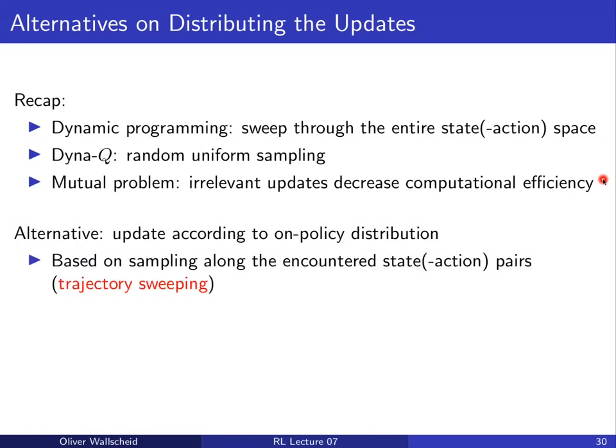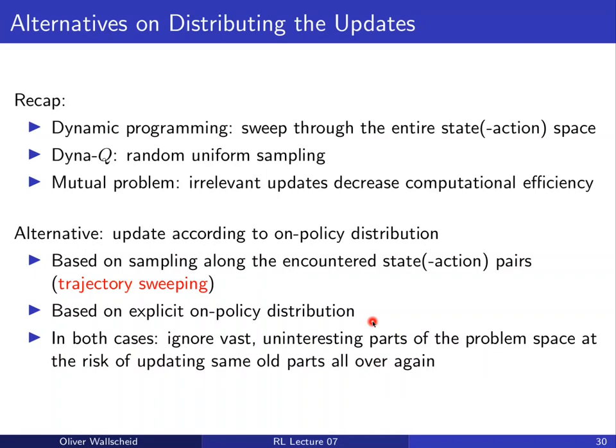And there might be some alternatives in order to improve that learning efficiency, and that could be done by just updating according to the on-policy distribution. So basically just along the encountered state action pairs, which we would then call trajectory sweeping, or, if an on-policy distribution is explicitly available, then really take that information into account in order to distribute the updates along the way. And in both cases, we again would try to ignore a vast, uninteresting part of the problem space, and therefore evaluate the state action pairs which seem to be most promising for us.